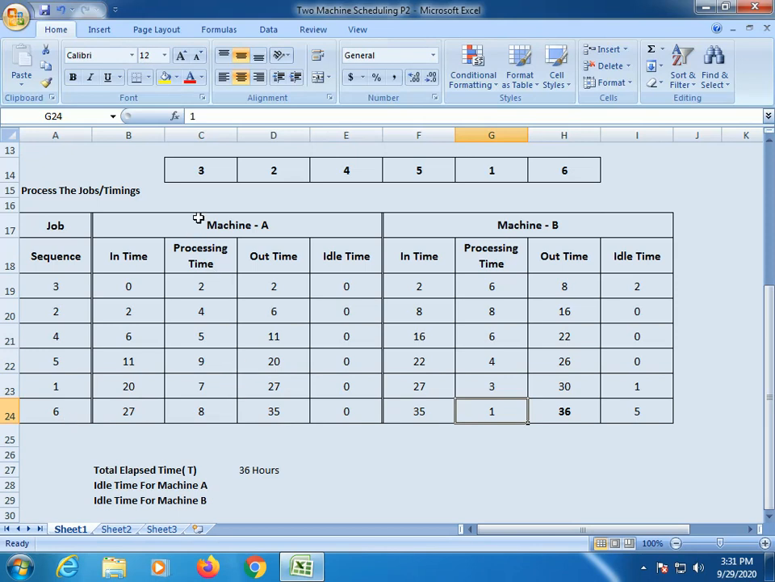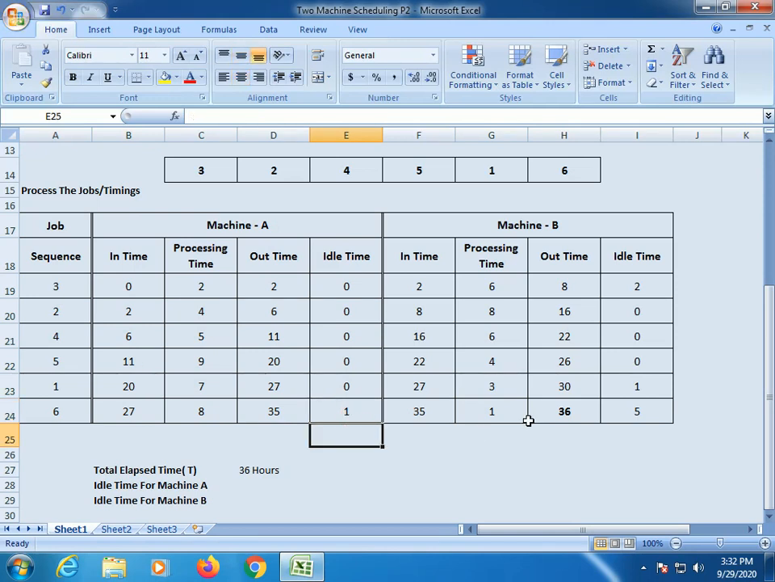So machine A has to wait for 1 hour. That means here we get one idle time. Whatever the processing time is here, that much time machine A has to wait. At the 36th hour all the jobs will be completed and the two machines stop processing all the jobs.